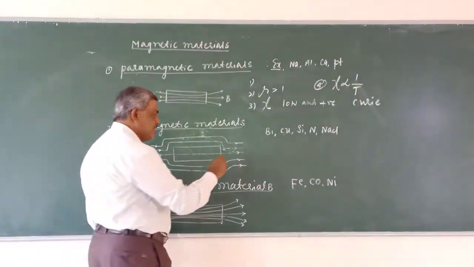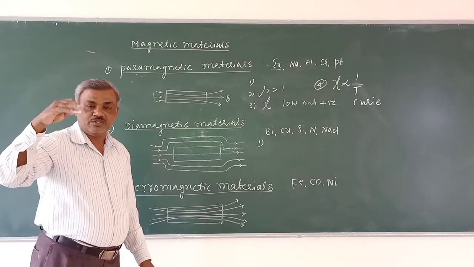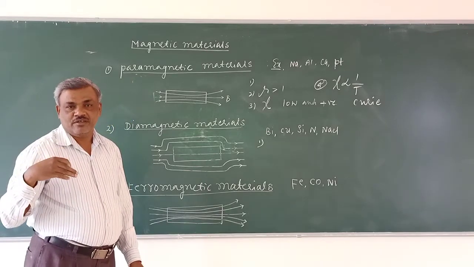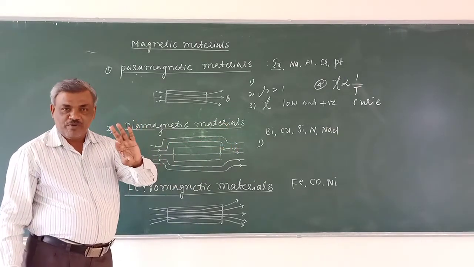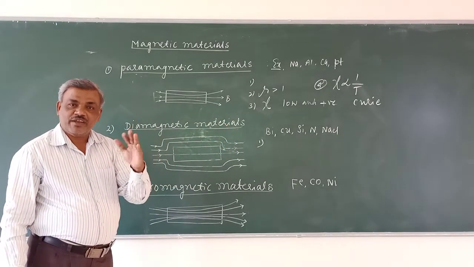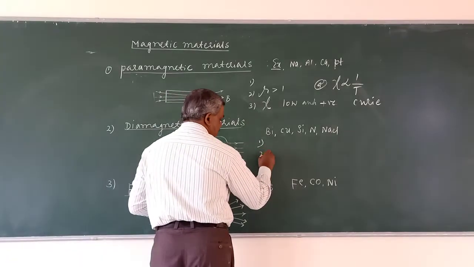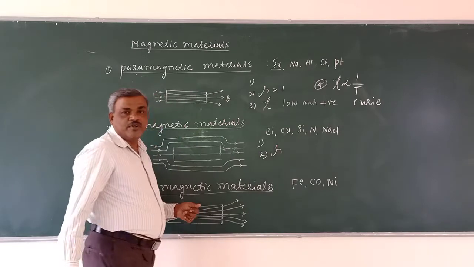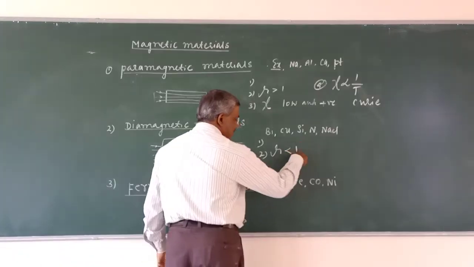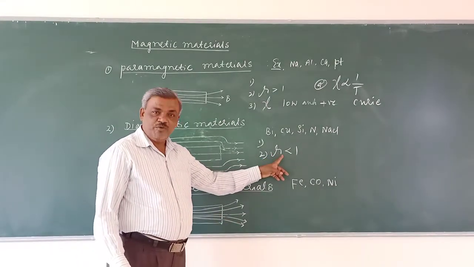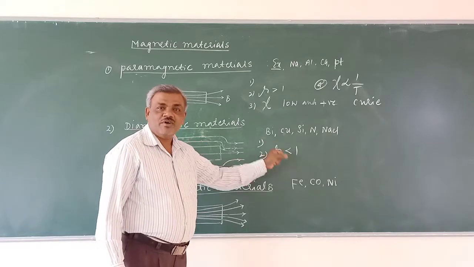The first property: diamagnetic materials are weakly repelled by the magnet. They move from the stronger region of the magnetic field to the weaker region. Second property, permeability. Permeability of diamagnetic materials is less than 1. The symbol mu is the permeability of diamagnetic materials, less than 1.